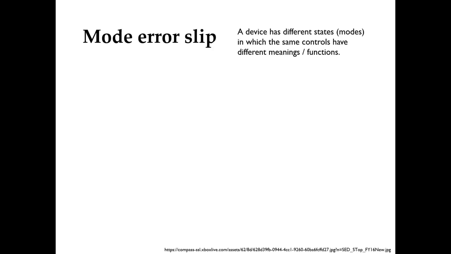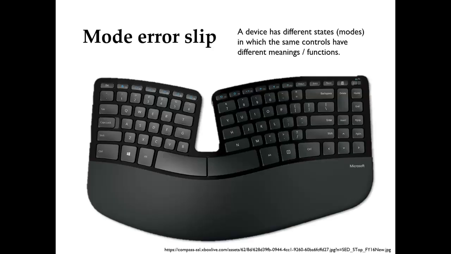We have then mode error slips. The idea here is that a thing is going to have different states, different modes, and the same controls have different meanings or functions. For example, take a look at this thing. This is a keyboard. Matter of fact, this is the same keyboard I like to use at home. No particular reason, it's the one I like.